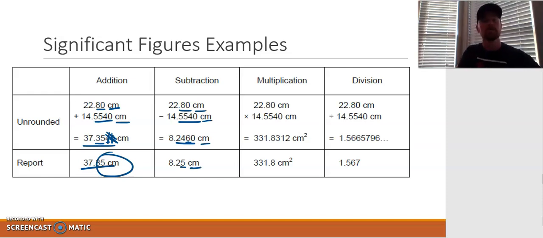When you're multiplying, different set of rules. Lowest sig figs. So 22.80 is 4 sig figs, and then 14.5540, that's 6 significant figures. So the lowest number is 4. And so this is the answer. When we round that to 4 significant figures, that ends up becoming 331.8. The 3, 1, and 2 were just simply dropped. But notice what happened to the units.